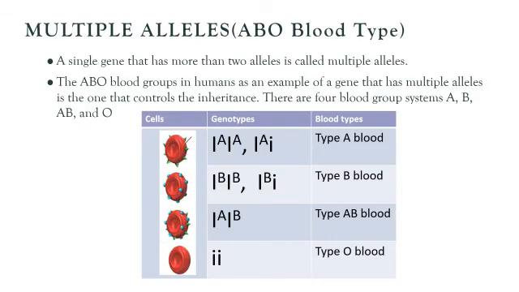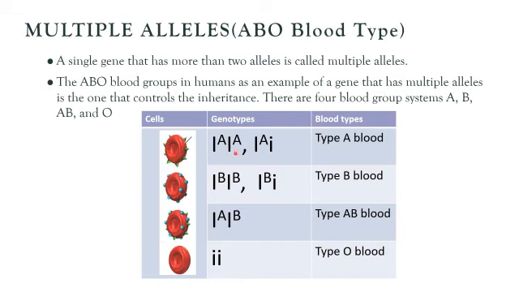Multiple alleles: a single gene that has more than two alleles is called multiple alleles. The ABO blood group in humans is an example of a gene that has multiple alleles, which controls the inheritance. There are four blood groups: A, B, AB, and O. So aside from being codominant, as in blood type AB, our blood also shows a good example of a multiple alleles trait. Multiple alleles are genes which have more than two alleles.